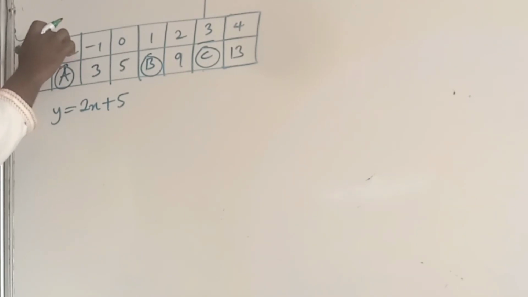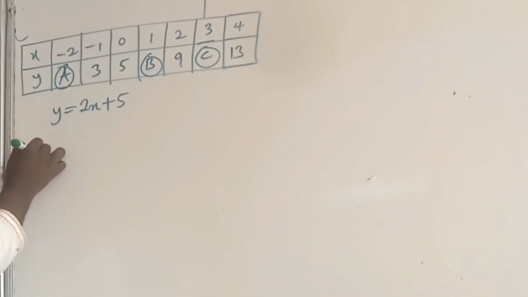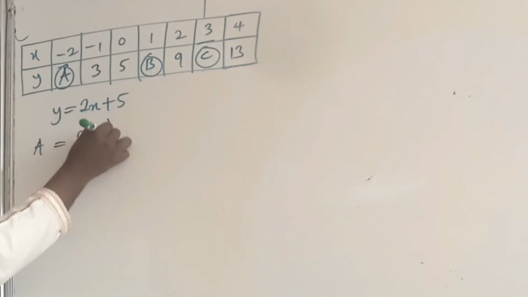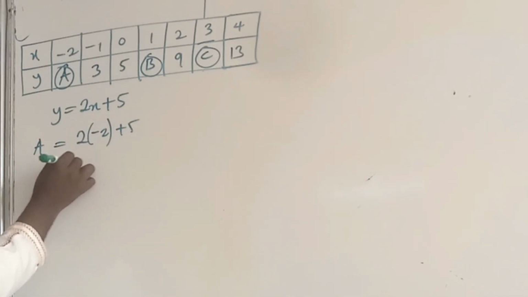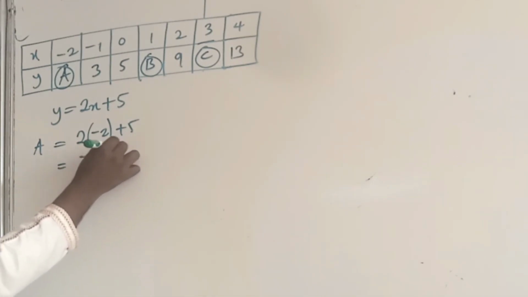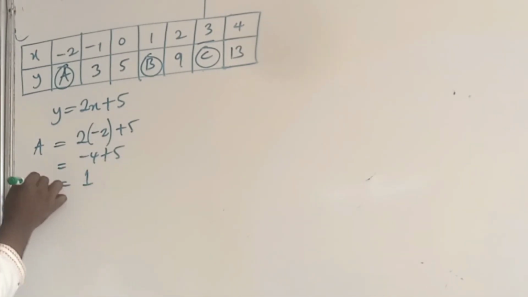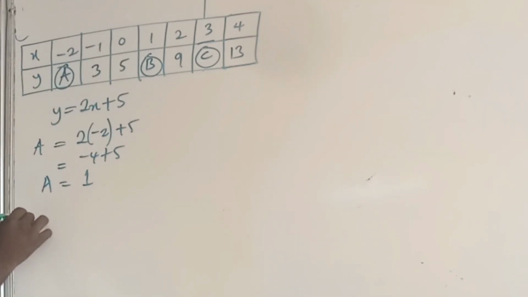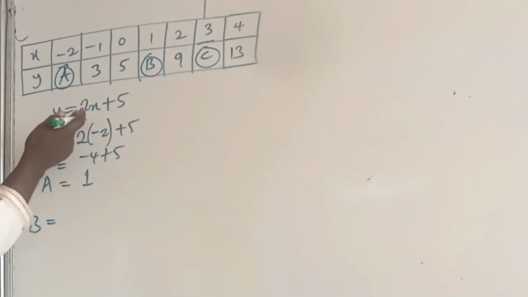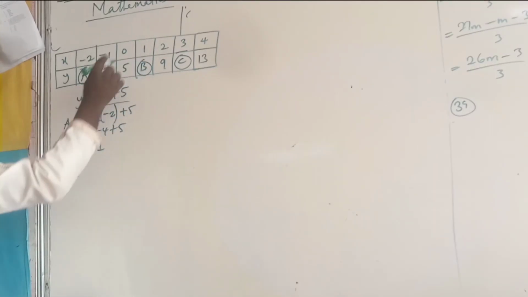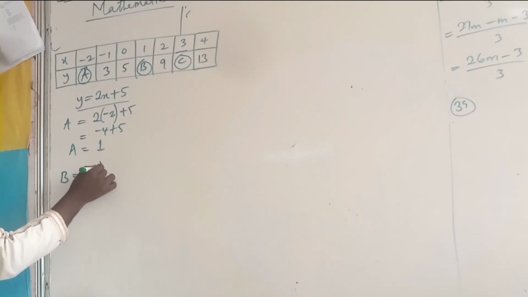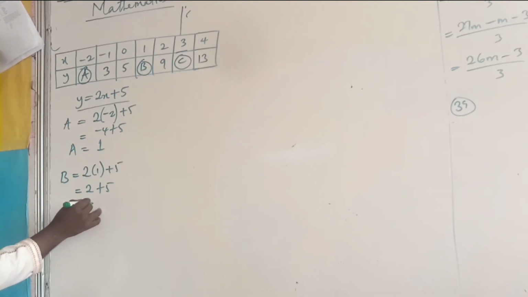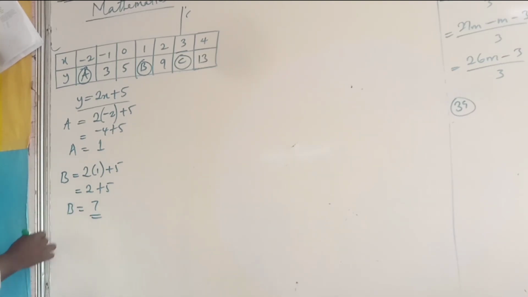For A, x is what? 2. So to get A, it will be 2 into bracket minus 2 plus 5. That gives minus 4 plus 5, and that gives what? 1. So which means A equals 1. Then we find B. Under B, x is what? 1. That will be 2 multiplied by 1 plus 5. That gives 2 plus 5 equals what? 7. That's the value of B.